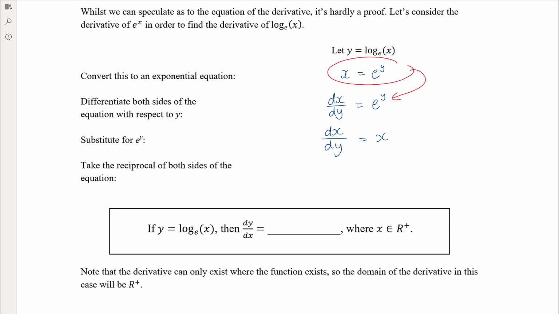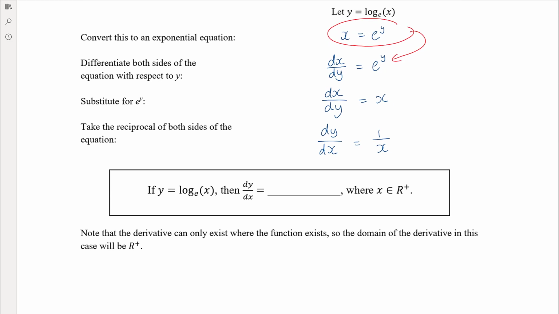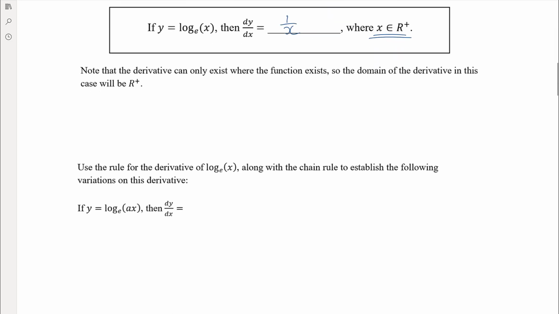And then if we take the reciprocal of both sides of this equation, we learn that dy/dx is equal to 1 over x. And so the derivative of the log is indeed the hyperbola, but only where x is an element of R plus, so only half of the hyperbola. Now it becomes important when we get onto anti-differentiating 1 on x down the track. We need to be a bit careful around domain. Okay, we've already discussed the domain of R plus previously.